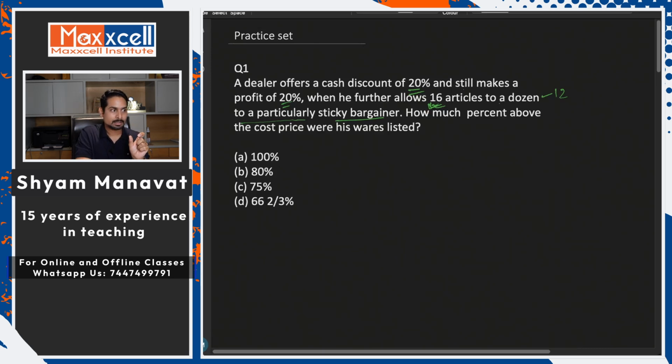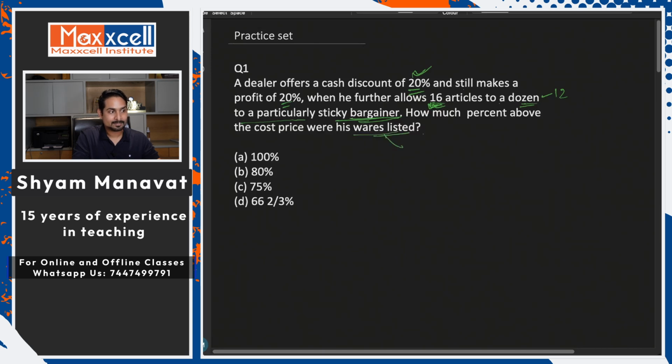Did you understand that? He further allows 16 articles to a dozen to a particularly sticky bargainer. Must be a really strong bargainer, right? So he is getting a 20% discount, and furthermore he is getting 4 articles extra, free. He is getting 16 articles for a dozen. How much percentage above the cost price were the articles listed?